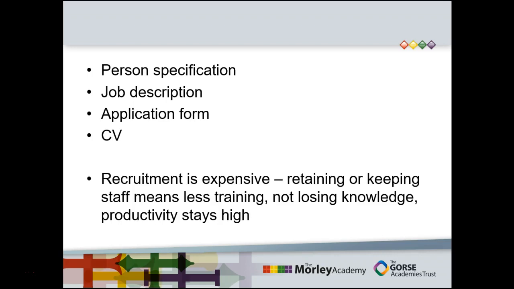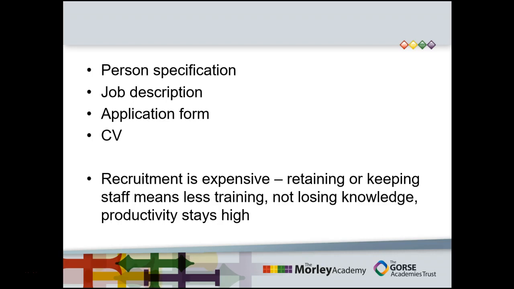Now, essentially, recruitment is really, really expensive. No matter who you're recruiting for, when you take on new staff, you have a lot of staff time from the people who already work in the organisation to create the adverts, to go through the applications, to run the interview process. And then when you take someone on, they're not going to work at 100% straight away. So there's this staff training that needs to take place to get them up to speed. All of this is expensive.